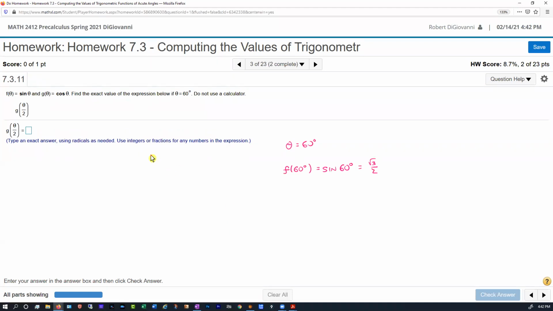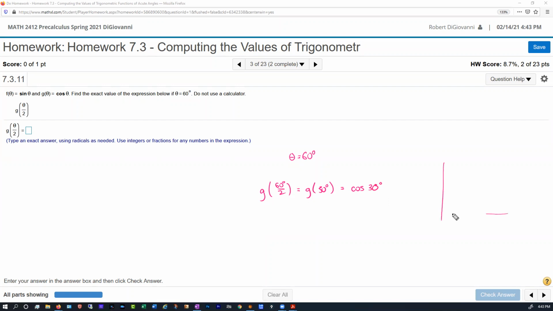Okay, so now same thing. They want to know if f of theta is sine and g of theta is cosine, find the exact value if theta is 60 degrees. So for here, we've got theta is 60. They want to know what g of theta over 2 is. So 60 degrees over 2, that's g of 30 degrees. So g is the cosine function, so they just want to know what cosine of 30 degrees is.